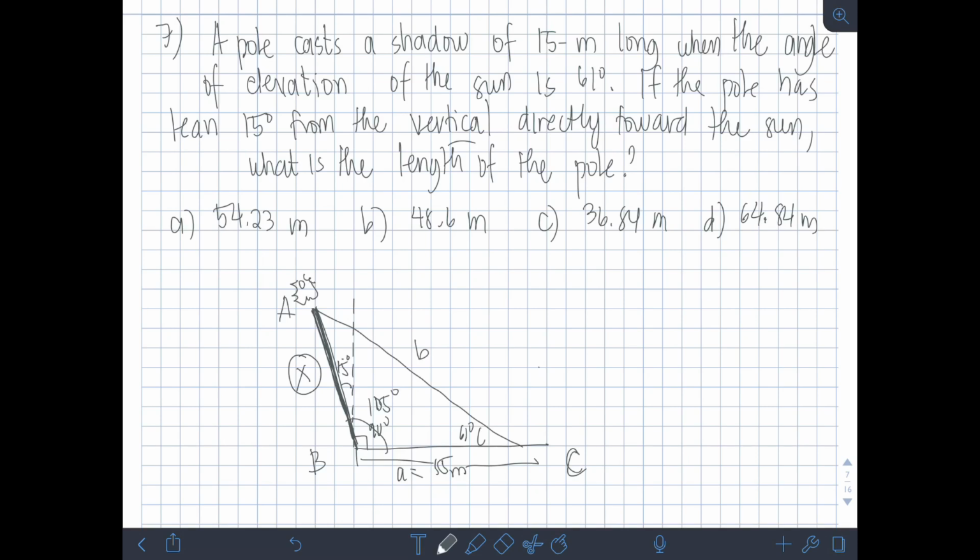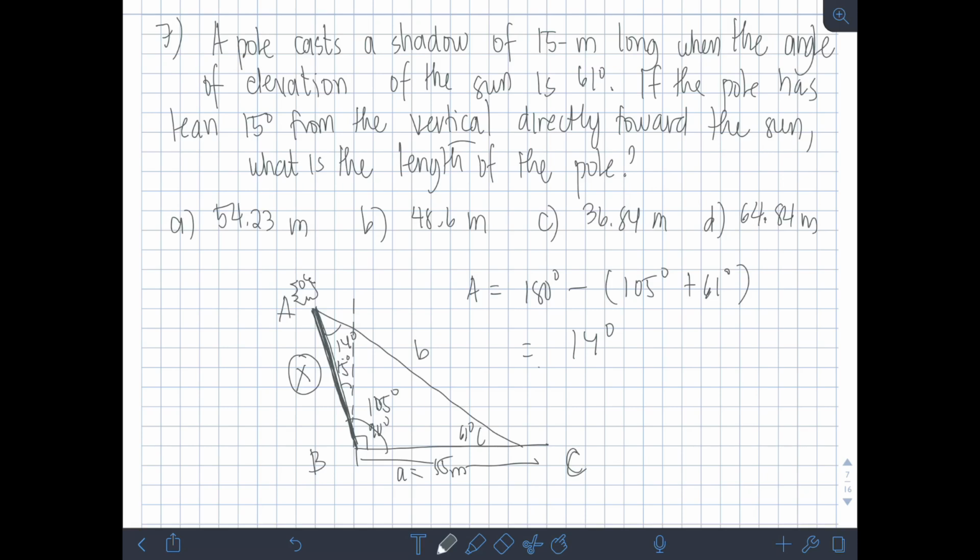Tapos, meron tayong angle C na 61 degree. Masasolve natin itong angle A. So, angle A is equal to 180 degree minus yung sum ng dalawang given angle, 105 plus 61 degree. So, we have angle A equal to 14 degree. So, angle A is 14 degree.